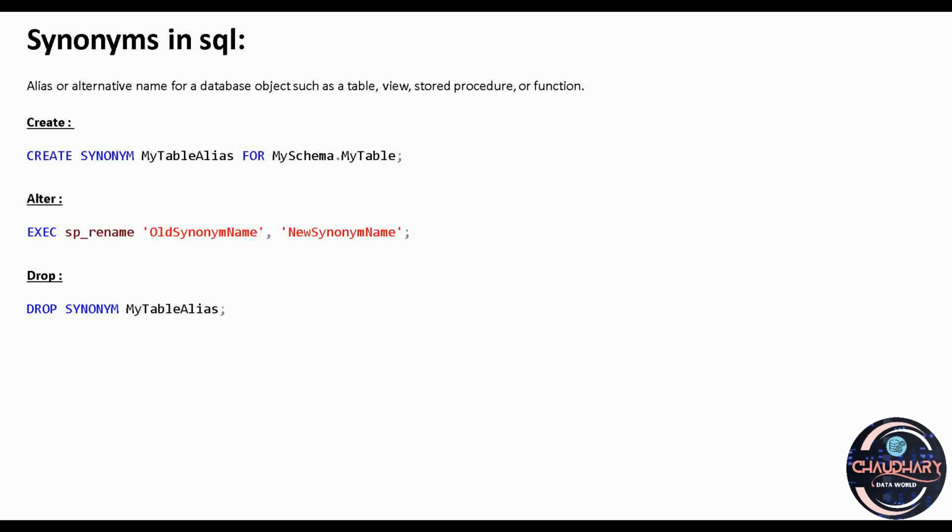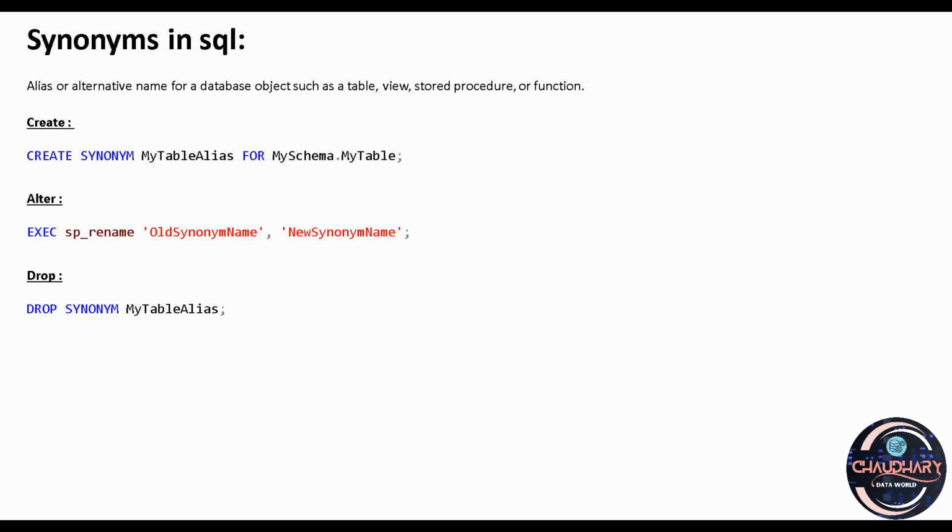Suppose you have a table called dbo.orders. You can create a synonym for it, just for the sake of convenience. If you create a synonym for this dbo.orders, you may name it my orders or whatever you want. Whenever you call that synonym, with select star from the synonym you created for that table, the result will come out the same.